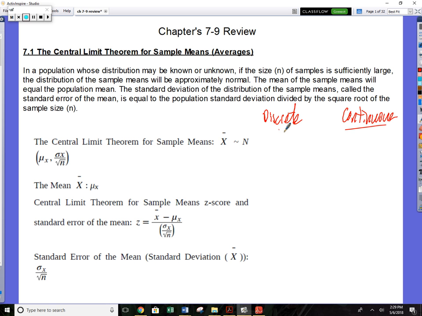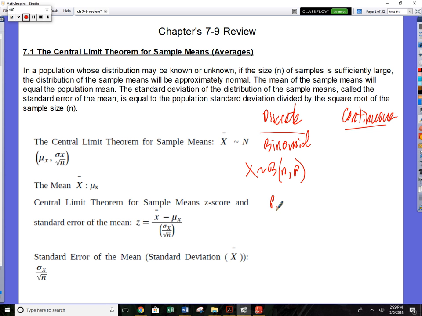Now there are several distributions. We've only talked about three. The discrete distribution we've talked about is binomial. So for binomial, x is some random variable that approximates a binomial distribution. Binomial's parameters are n and p. N is the sample size and p is the probability of it happening.